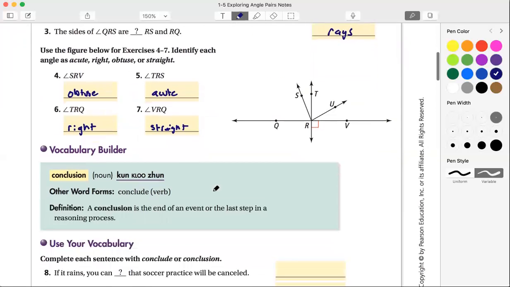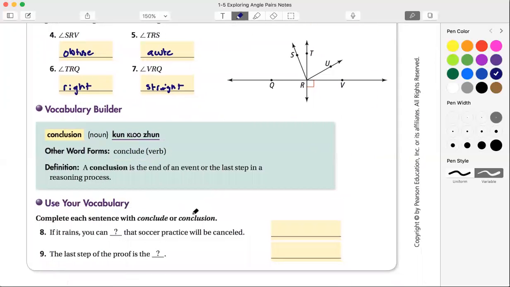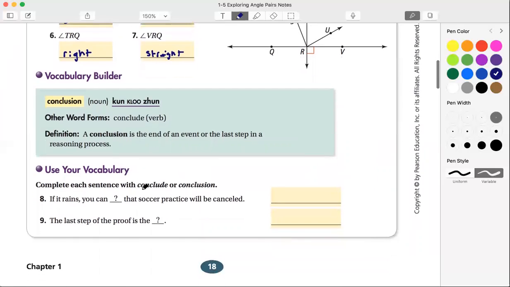Okay. New vocabulary for this section, conclusion. Another word for conclusion is conclude. A conclusion is the end of an event or the last step in a reasoning process. So let's complete each sentence with either the word conclude or conclusion. Conclude is the verb, conclusion is the noun.